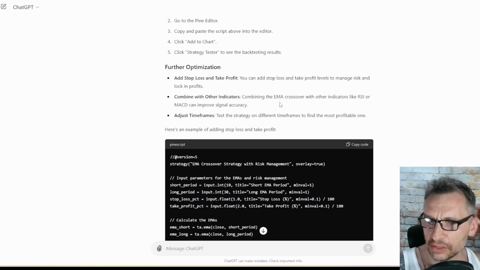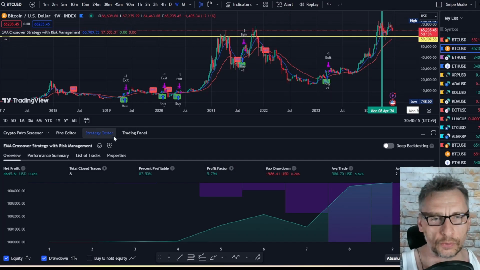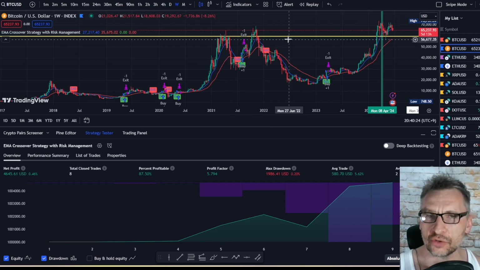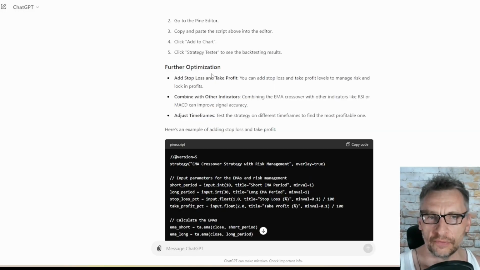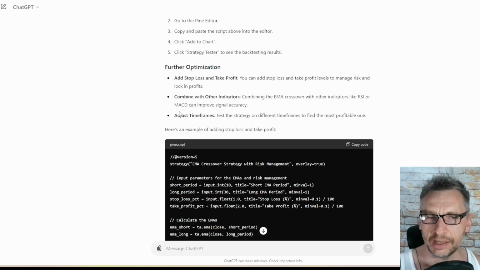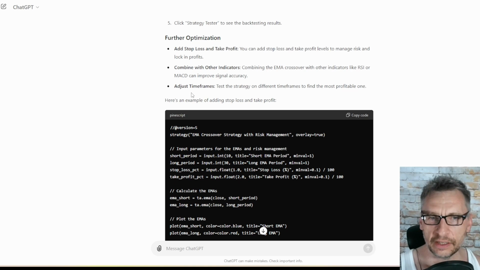Further optimization. If you want to fiddle around, for example, with trying to increase the results, right? If the percentage of profit is not to your liking, then you could try changing the parameters. You could try to add stop loss and take profit levels to manage risk and lock in profits. You can also combine with other indicators, combining the EMA crossover with other indicators like RSI and MACD can improve signal accuracy. So we're going to try that next one. And then adjust time frames.